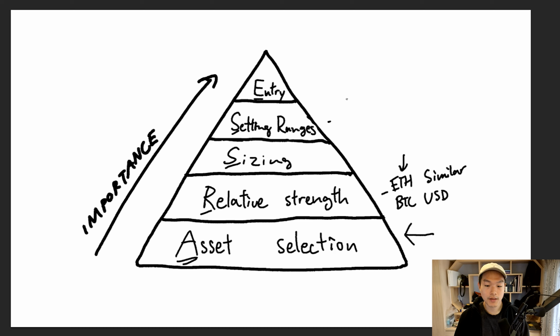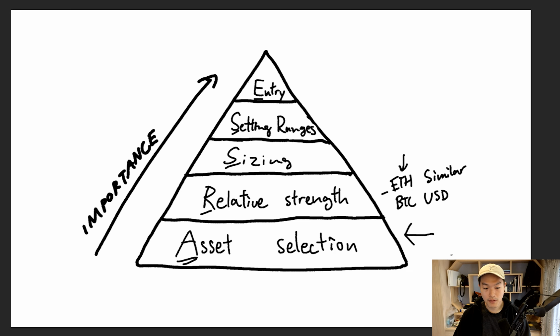Then we're going to look at setting ranges next and the entry. So all of this is important, but there's priority to it, right? If you don't get the bottom part right and you only get the top part right, a lot of times you might be losing money over time. Let's say you got entry and setting ranges right, but because you provided liquidity for bad assets, something bad happens to that asset, you might lose a lot of money.